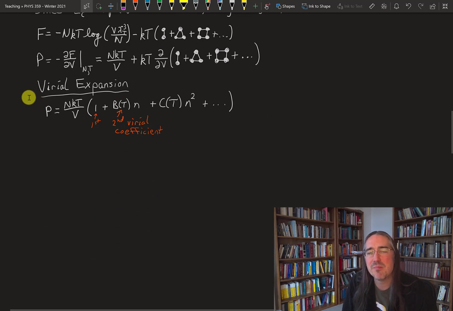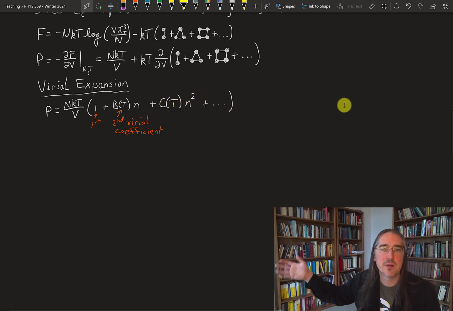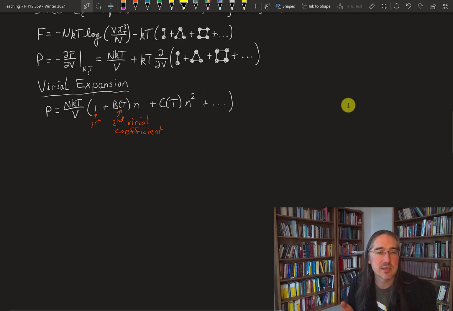The virial expansion you might have seen in 358, but it's certainly worth bringing it back up. Essentially, this is an expansion in low density. So we say at low densities, our equation of state will look kind of like the ideal gas one, right? This is the ideal gas equation of state, but with a bit of modification. And so it's nkT over V times 1, that's our ideal gas part, plus some coefficient times the density, and this is the number density, plus something that goes like density squared, plus, and so on, density cubed. So we're expanding in low density.